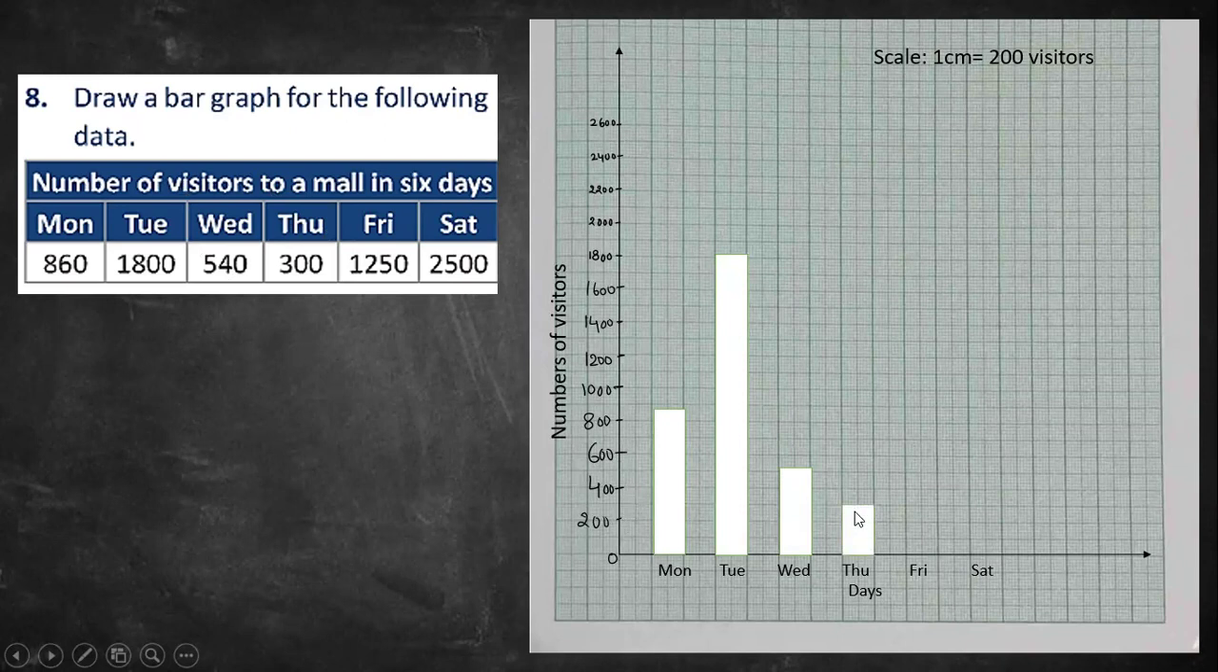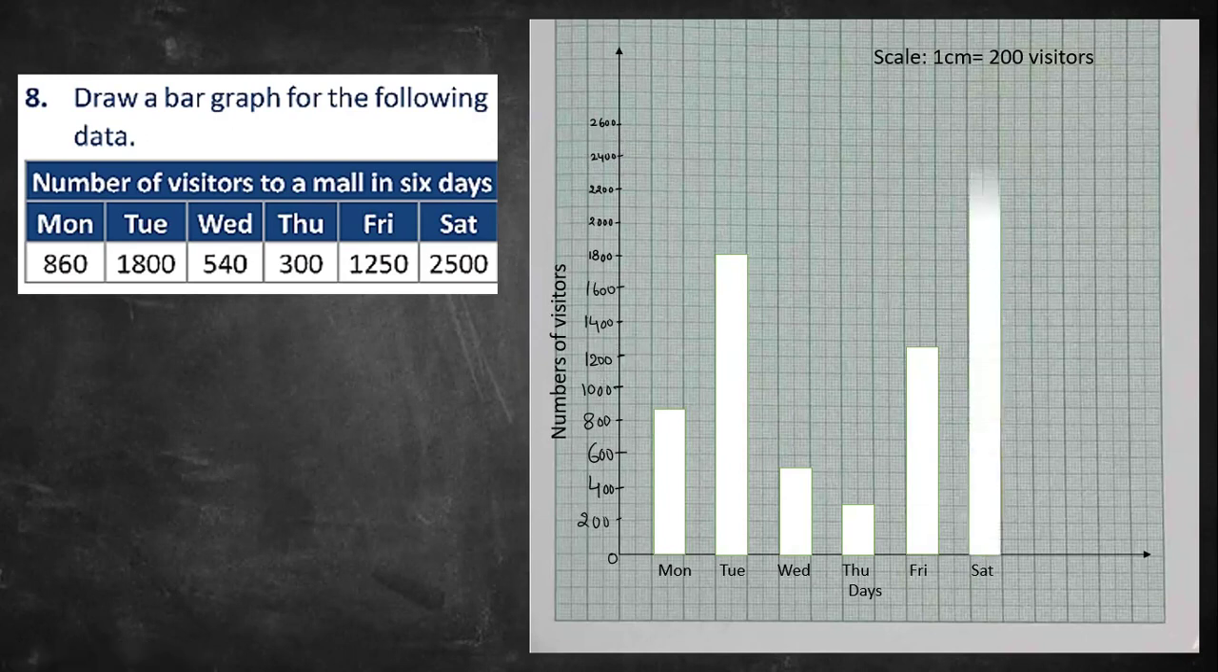Good. Now Friday 1250. Now see 1200 and this one will be 1300. 1250 means it will come between them. Okay, so let's draw. Yes, we have drawn between them. Now Saturday 2500. 2500 will come between 2400 and 2600. So this is basically 2500. Yes, we have drawn.